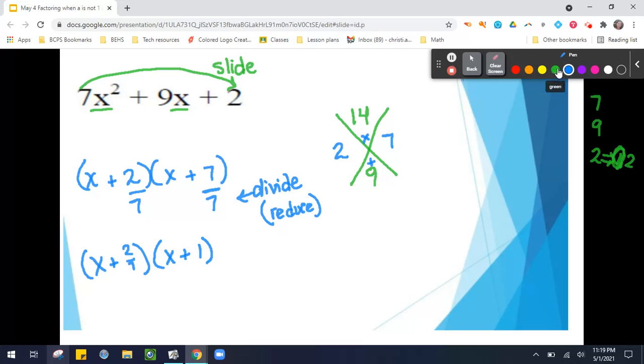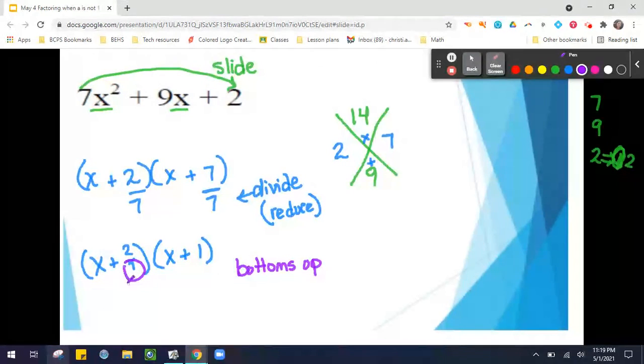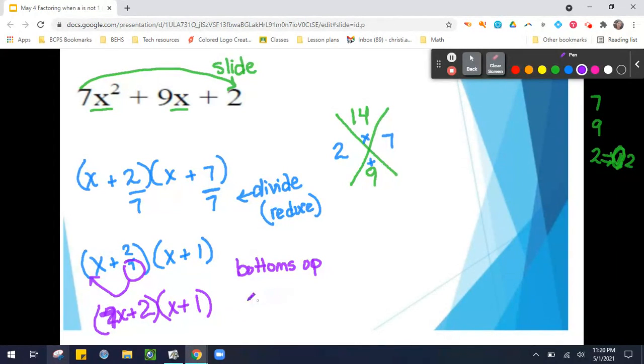After you slide and divide, you are going to do bottoms up. So if you have any fractions, and in this problem I do have a fraction, you're going to take the bottom of the fraction up to the front. So this one's going to change to 2x plus 2. I am so sorry. That was a 7 that got taken to the front. 7x plus 2. And x plus 1 came out to a whole number, so I just keep x plus 1. There was no bottoms up on that binomial.